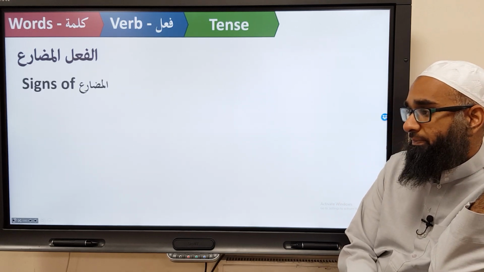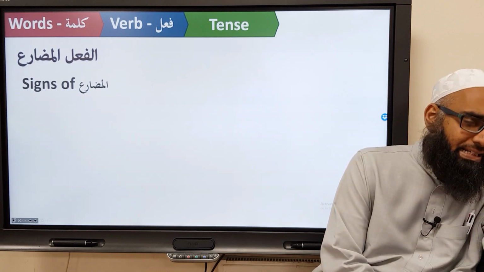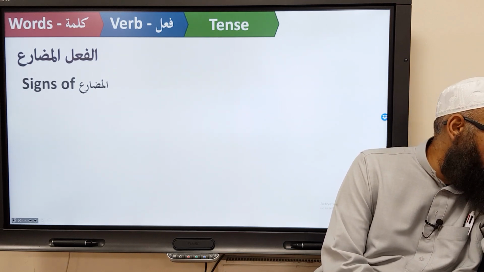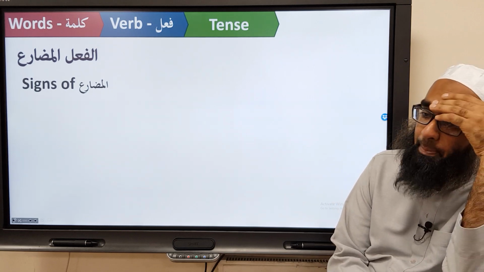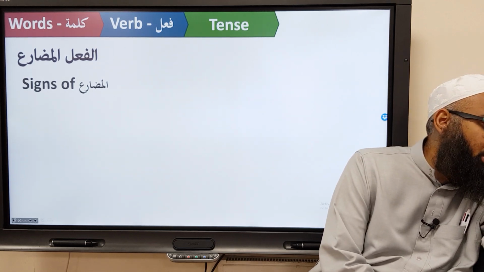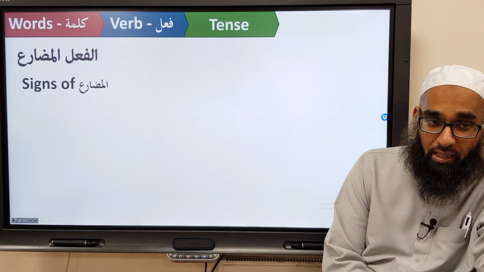After that we have Al-Fa'l al-Mudari. What's Al-Fa'l al-Mudari? We'll discuss later what tense it is, but how to recognize Al-Fa'l al-Mudari? Al-Fa'l al-Mudari has certain alamat. Alamatun means sign, plural alamat. Alamatul mudari. There are signs of mudari.